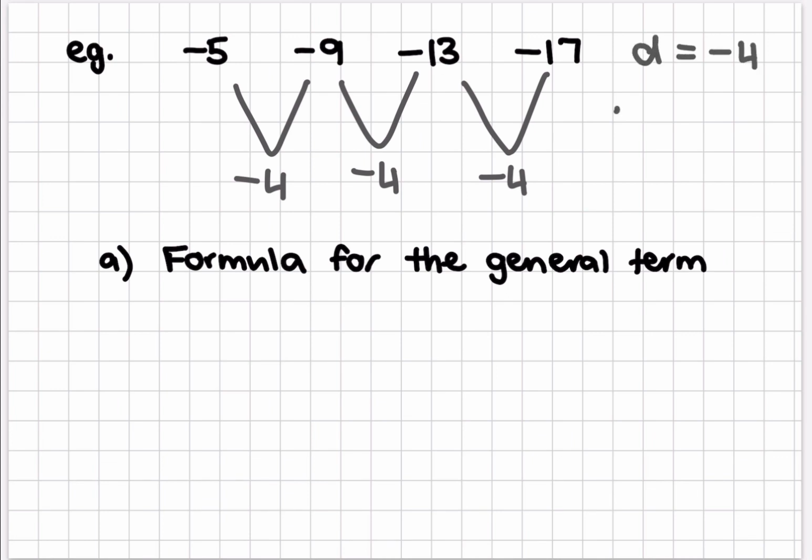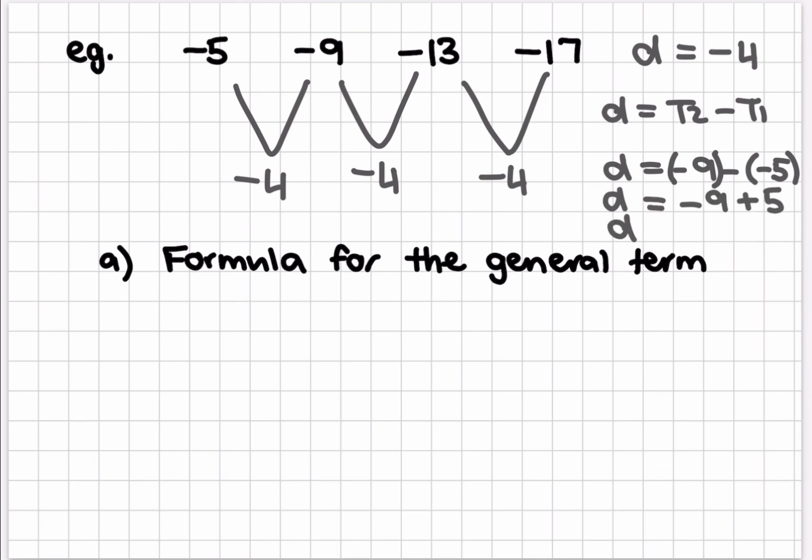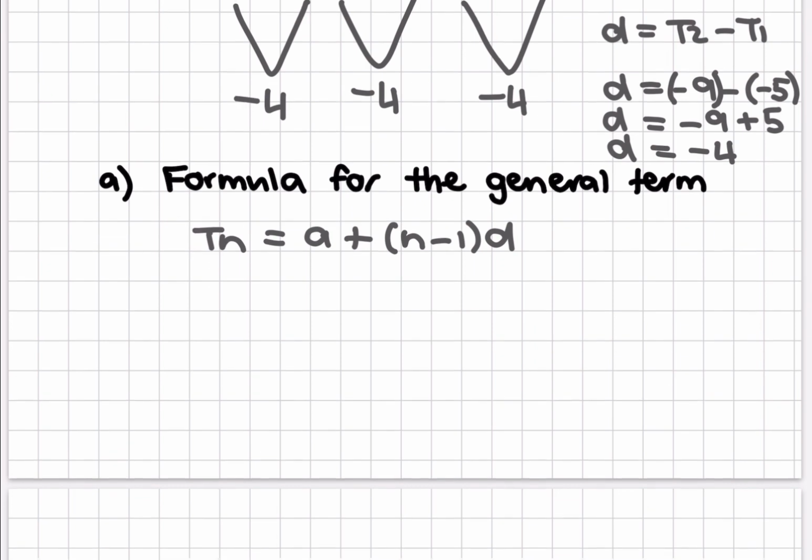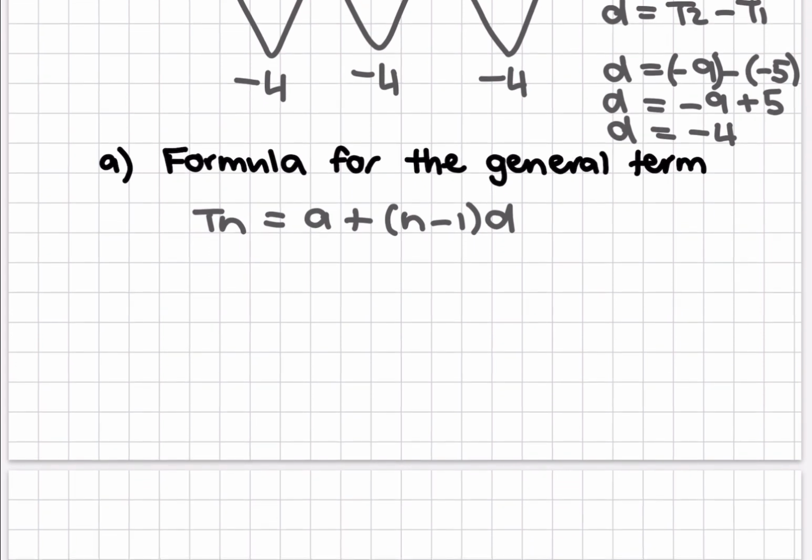You can also calculate d by saying t2 minus t1, and d is equal to -9 minus -5. Let's put it all in brackets. That's equal to -9 plus 5. d is equal to -4. Okay, so to calculate the formula for the general term, we're going to use the formula Tn equals a plus n minus 1 d. It's the same thing as using the bn plus c, exactly the same.